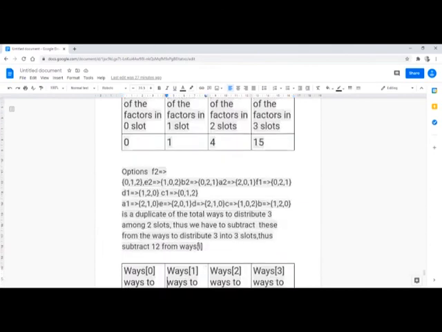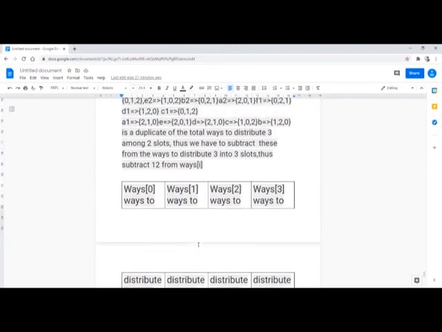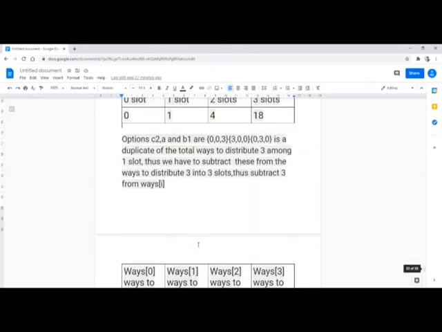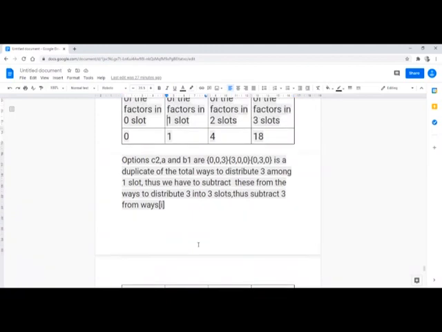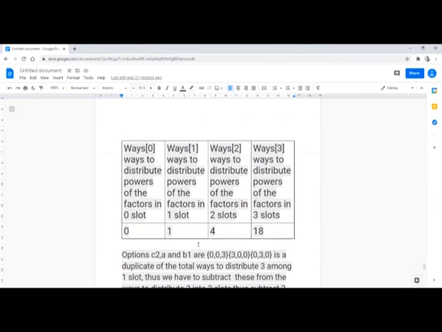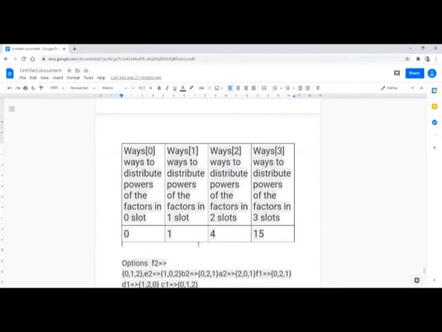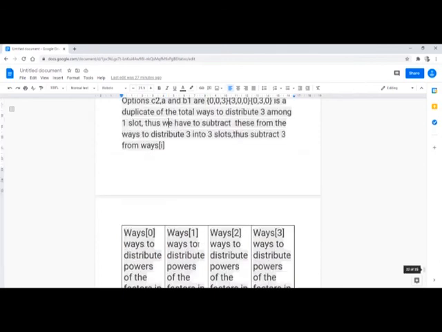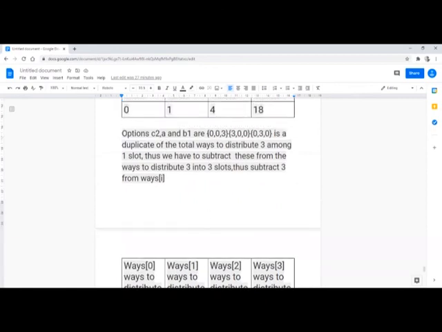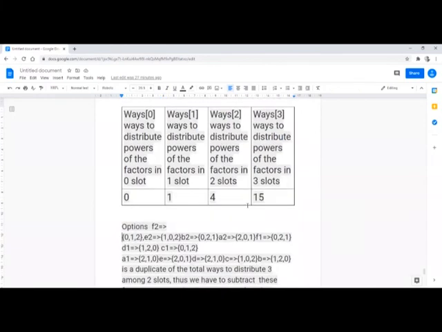So similarly, the options. So what we do is we just subtract three ways. So initially ways of 3 is 18. If you look here, ways of 3 is 18. So we subtracted 3 ways because we remove the arrangements 0 comma 0 comma 3, 3 comma 0 comma 0 and 0 comma 3 comma 0, because it's already counted once, so we don't count it again in this part. It's considered as a duplicate. So ways of 3 is updated to 15 right now.